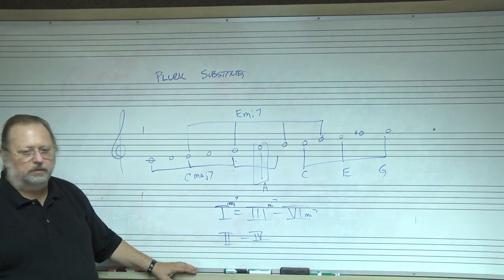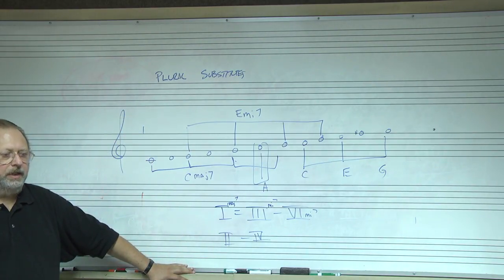Two and four. Two more chords that we can substitute, the remaining two in the key. Five can be substituted for a seven.